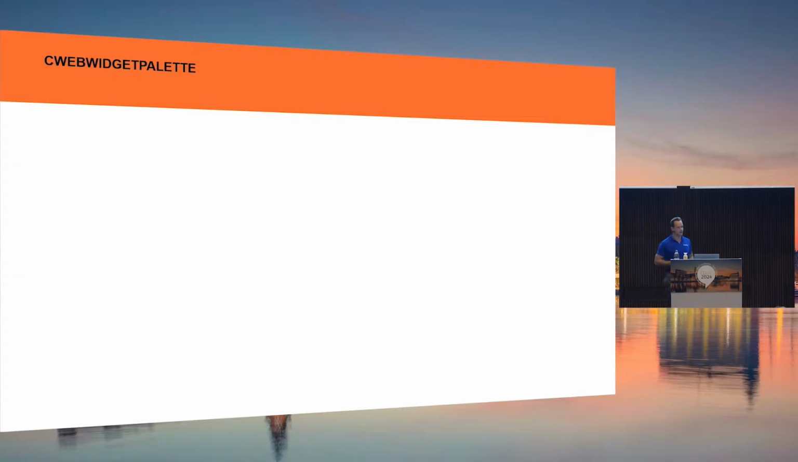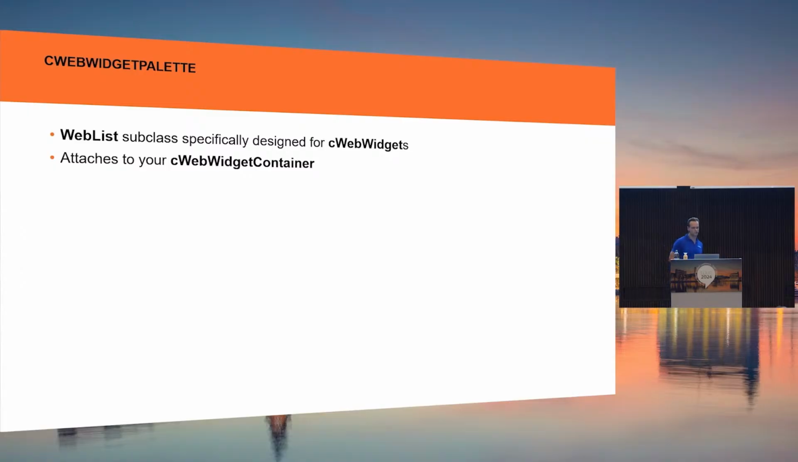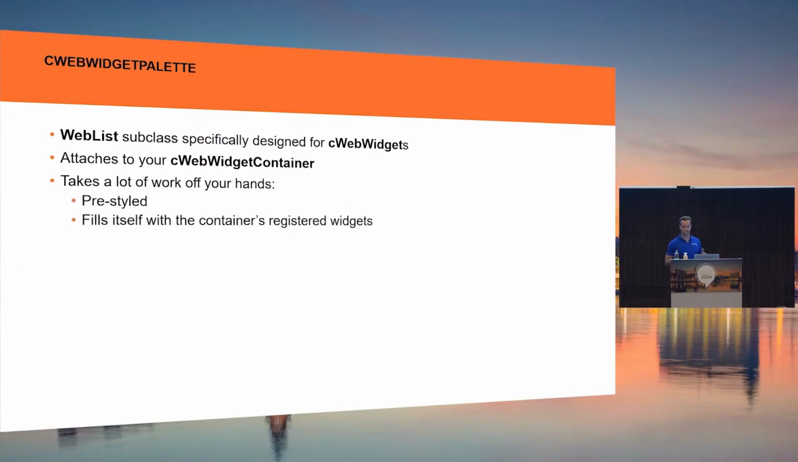The C web widget palette is a weblist subclass that is specifically designed for working with web widgets. And this thing attaches to your web widget container. And it's the good kind of lazy because it takes a lot of work off your hands. This thing is pre-styled, so it looks nice. And it fills itself with the container's registered widgets. So all of the widgets that you register with the container keeps an internal list. This palette reads that list and then fills its own list with all the registered widgets.